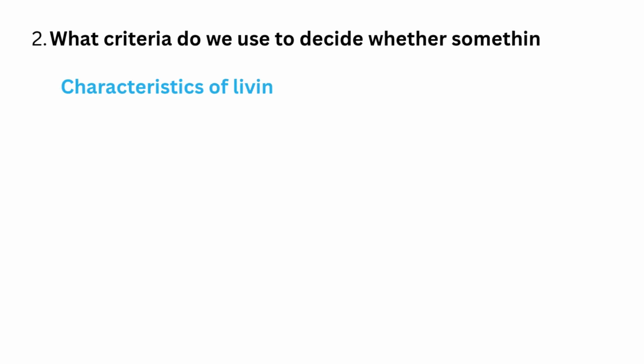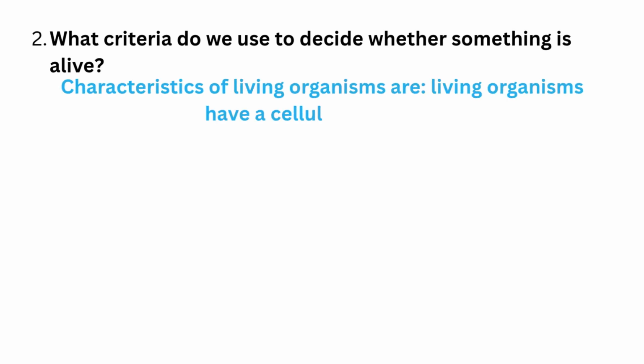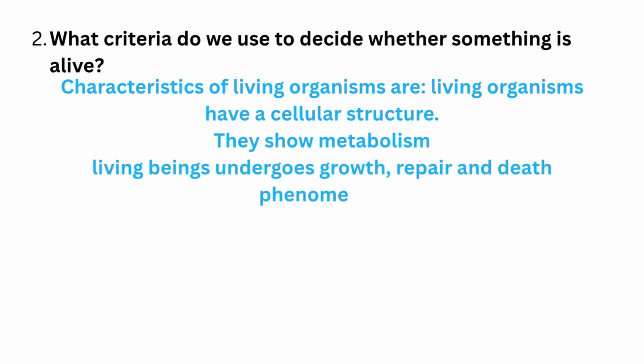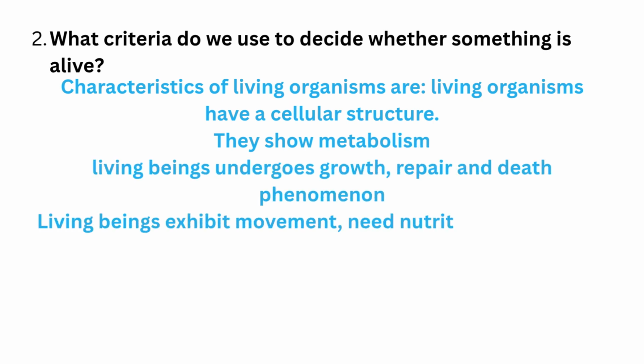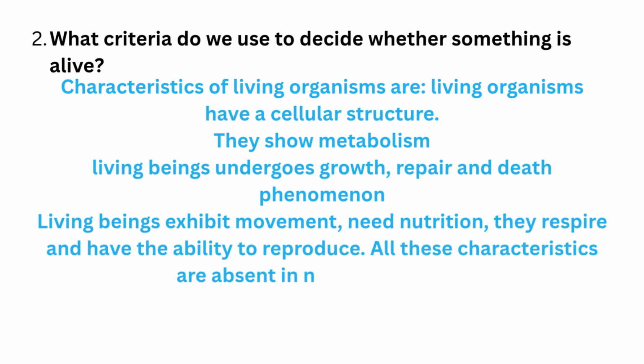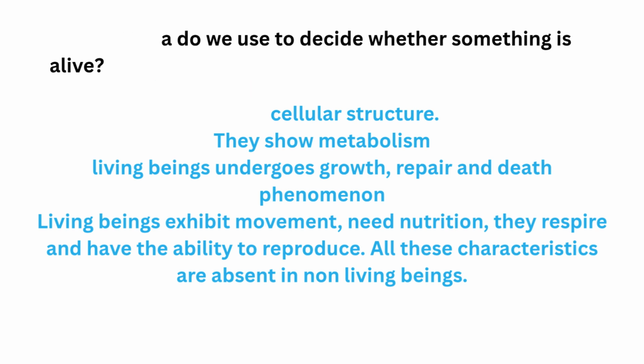What criteria do we use to decide whether something is alive? Characteristics of living organisms are: living organisms have a cellular structure. They show metabolism. Living beings undergo growth, repair, and death phenomena. Living beings exhibit movement, need nutrition, they respire and have the ability to reproduce.